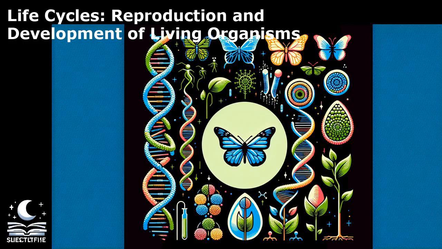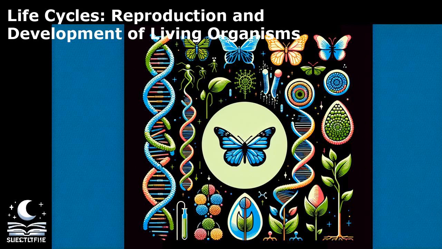Life cycles are a fascinating aspect of the natural world, showcasing the intricate processes of reproduction and development that all living organisms go through. From the tiniest microorganisms to the largest mammals, life cycles are essential for the continuation of species and the diversity of life on Earth. Understanding these cycles provides us with insights into the complexity and beauty of the natural world.